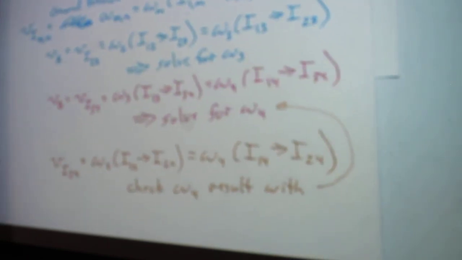So that's a way to check your omega 4 result from the previous one. There's no way to do it for omega 3, but in this case there is a way to check to see if your omega 4 matches up. Now again, this is graphical, so there's going to be a little bit of inaccuracy to this, but it's going to be pretty darn close if you're careful in your measure. All right?